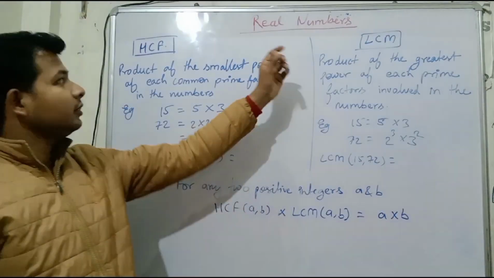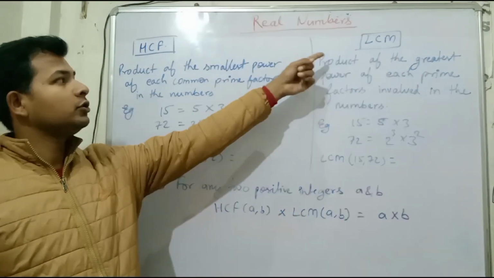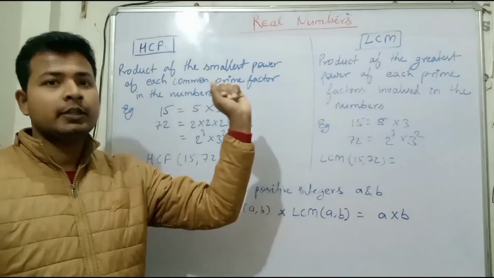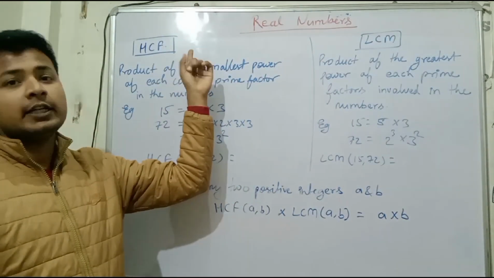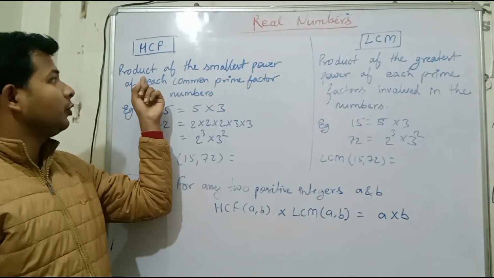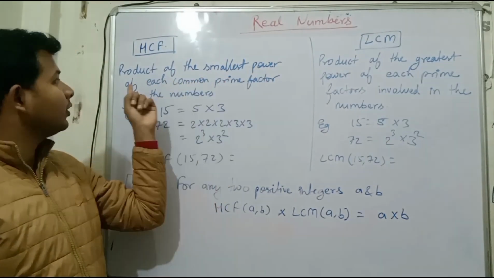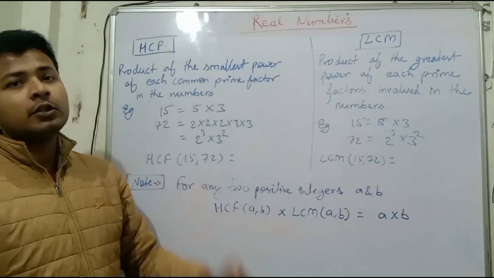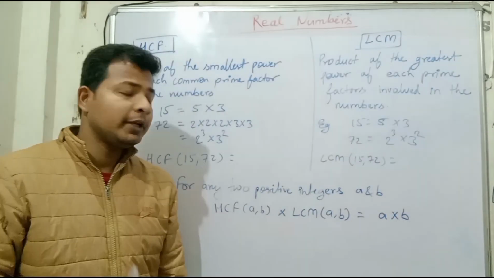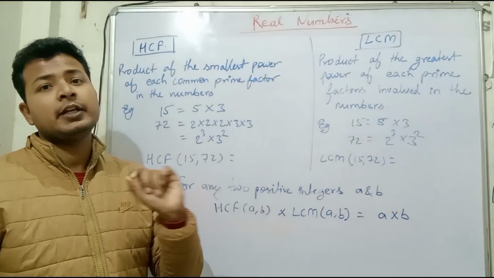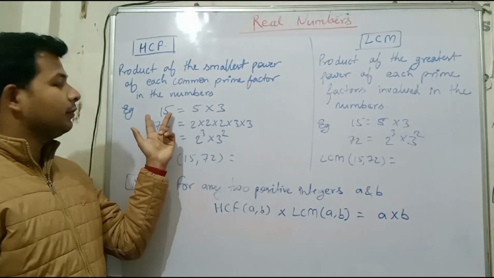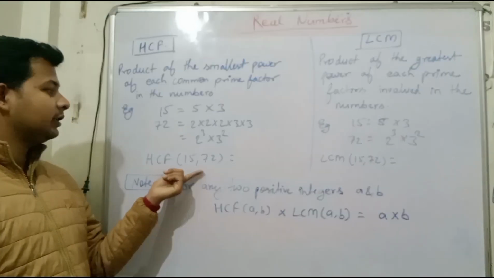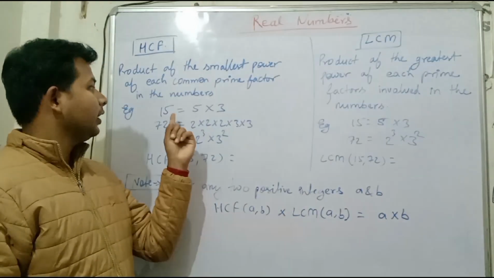Okay, after that we have to start two most important topics for this chapter, that is HCF and LCM. First, let's understand the meaning of HCF. The product of the smallest power of each common prime factor in the numbers is known as HCF. What is the meaning of this? Let's understand it with an example. If you are given a number 15 and another number 72, and you have to find out the HCF of 15 and 72.